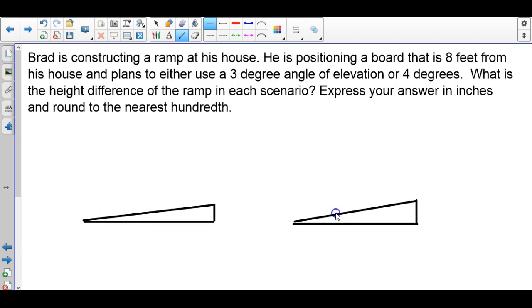So this one on the right hand side would be a greater incline than the one on the left. The first thing I'm noticing when I go through this, it says what is the height difference in the ramps, and we're going to express our answer in inches, is that I have inches and feet here.